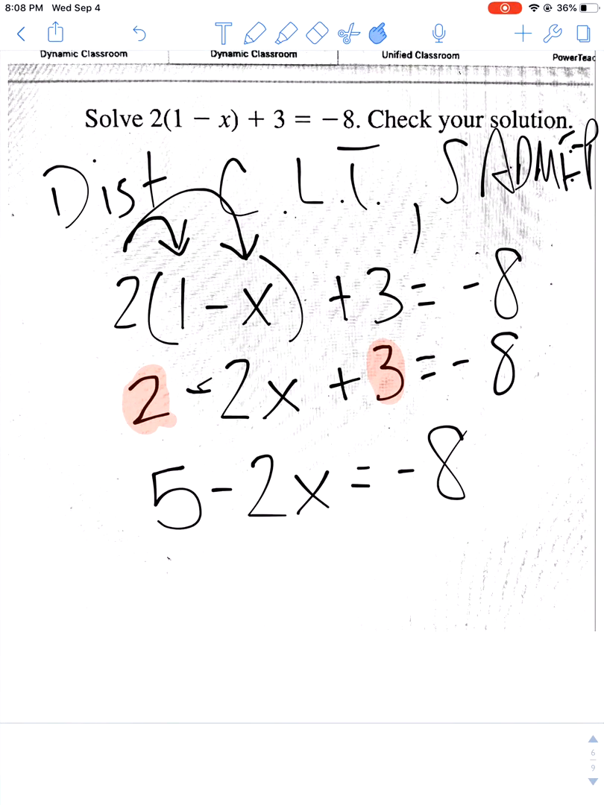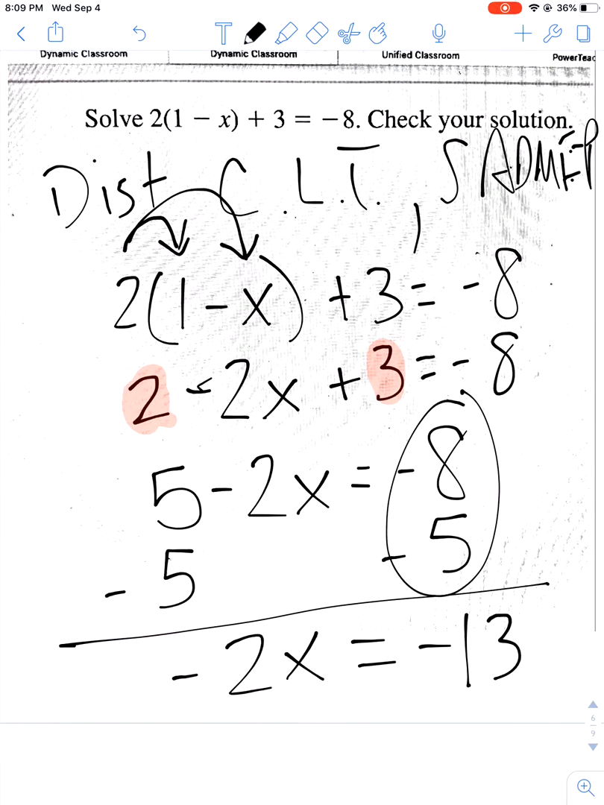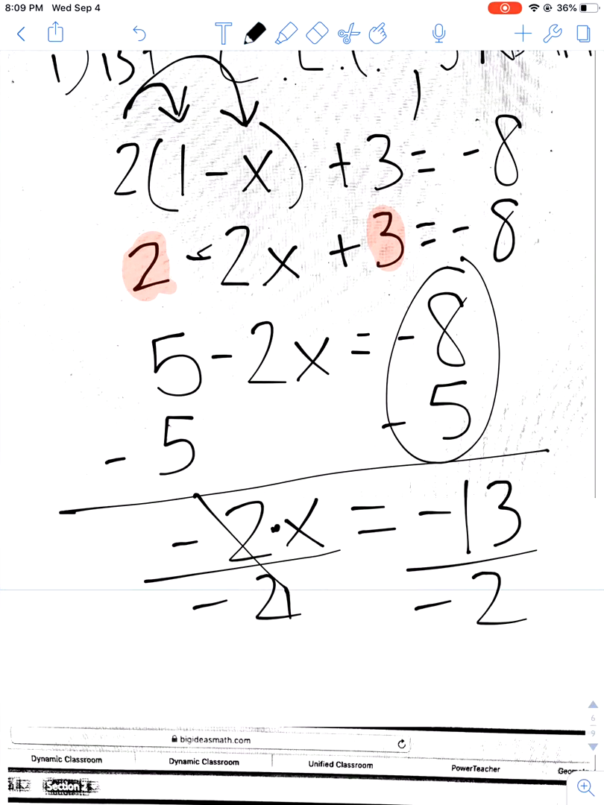SADMAP style. So I've got subtract 5. So let's see, that's negative 2x. Same sign, so I add. 8 plus 5 is 13. Keep it negative. This is multiplying, so I divide. That makes this cancel. And since 13 and 2 can't divide, I'm just going to write that as 13 over 2.